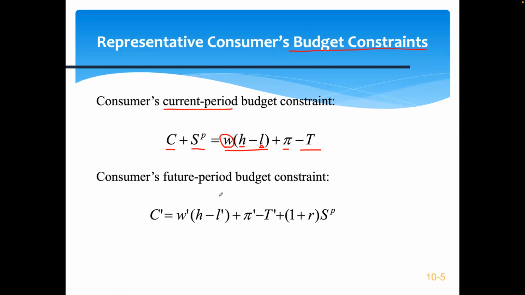Now let's look at the future period. It's pretty much the same. You have wage income, you have profit, and you pay tax. One more term: this is your saving income. S^P is how much you save, and 1 plus r is the interest rate, right? The interest rate is going to be determined in a different market.